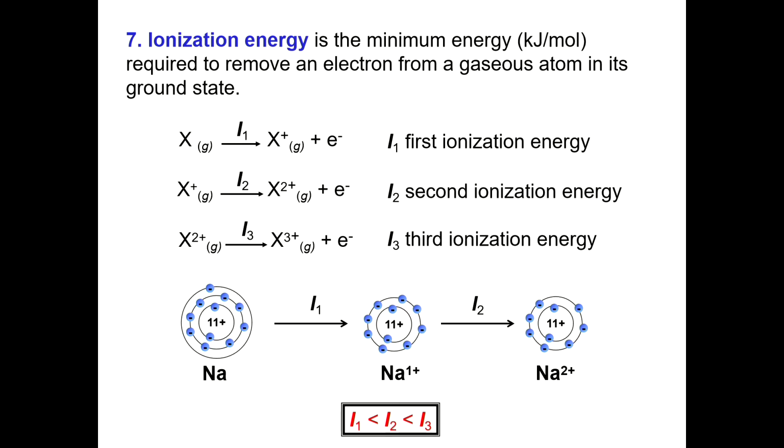Because when it loses one electron, it will have a plus charge, and then the valence electrons will be attracted by the nucleus much stronger. So this is why the second one should be larger than the first. And when it loses two electrons, of course, it becomes more difficult to lose the third one or the fourth one. So basically, I1 is less than I2, less than I3.